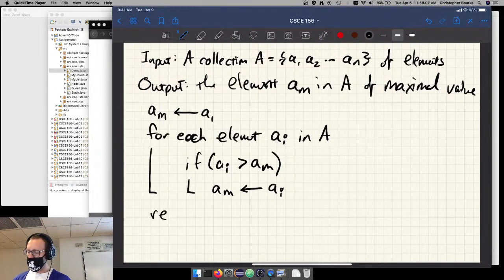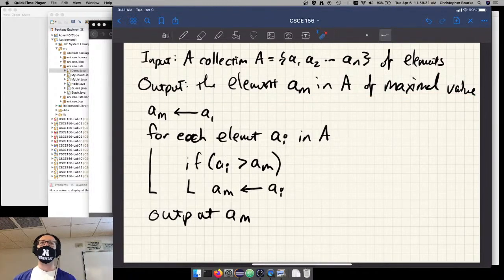Do I return A sub m? That sounds way too codey to me. What do I have up here? I have input and I have output. So let's output A sub m. And it conforms to this contract that I wrote up here. The element A sub m, with m of maximal value.